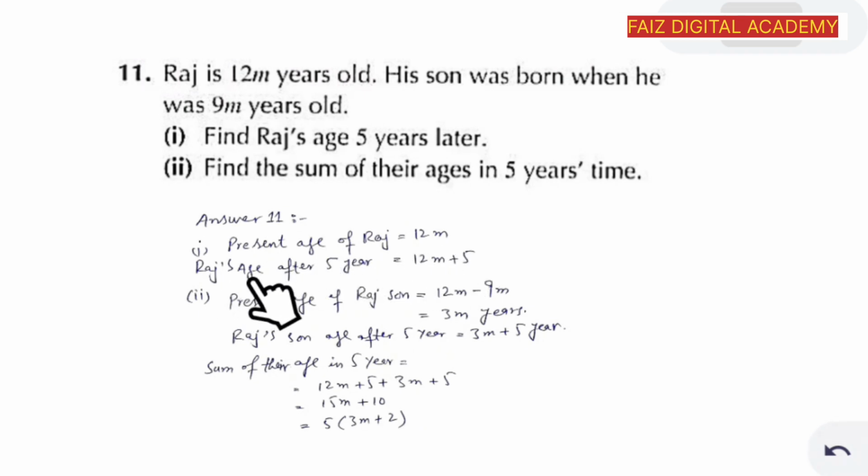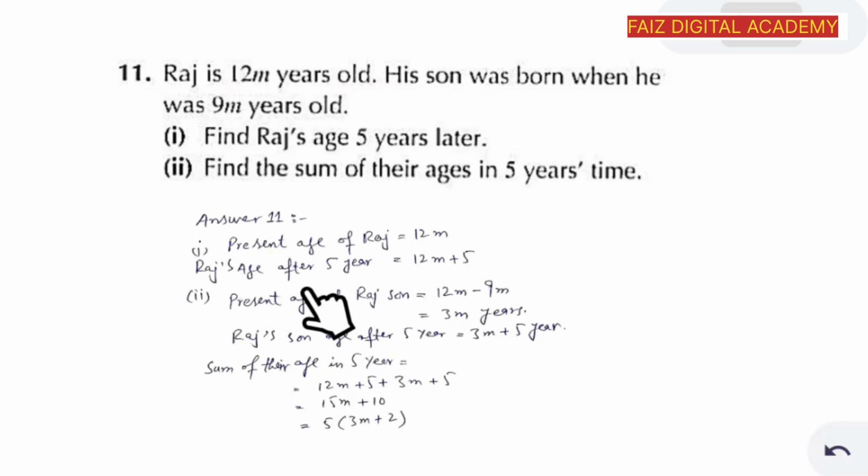Then we can find Raj's age after 5 years by just adding plus 5. If we know his age now, we just have to add 5 to find his age after 5 years. So this was the part 1. The second part said find the sum of their ages in 5 years time. So we first have to find the 5 years time age of Raj and his son.